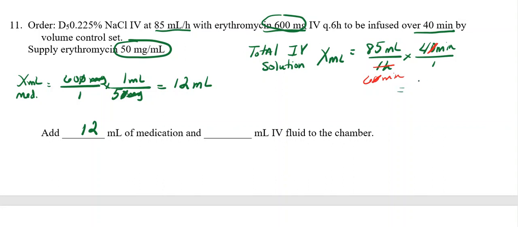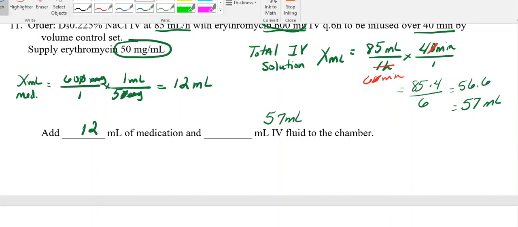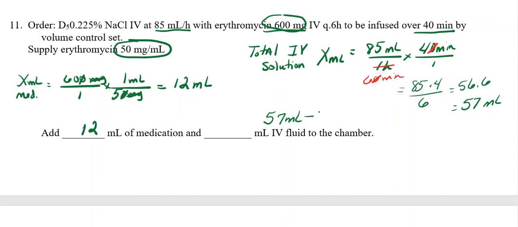So what I have is 85 times 4 divided by 6, and I get 56.6, which I'm going to round to 57 total milliliters. So that's my total milliliters of IV solution. Then I have to subtract my 12 milliliters of medication, and I'm going to get 45 milliliters that I need to fill the chamber.